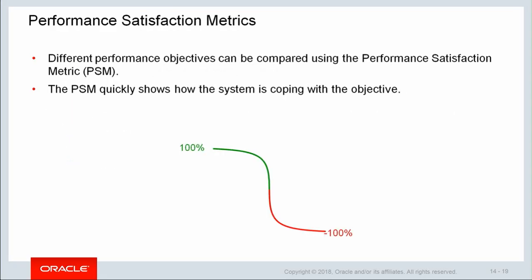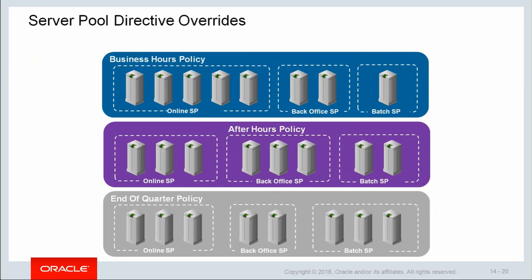And we use metrics, which are performance measurements. So these performance metrics will be used to compare with the performance objectives. Eventually, Quality of Service can make a recommendation. And you can create one or more policies to manage the servers in a different way based on application needs. So in this example, we have a business hour policy, an after hour policy, and an end of quarter policy, each distributing resources in a different way.